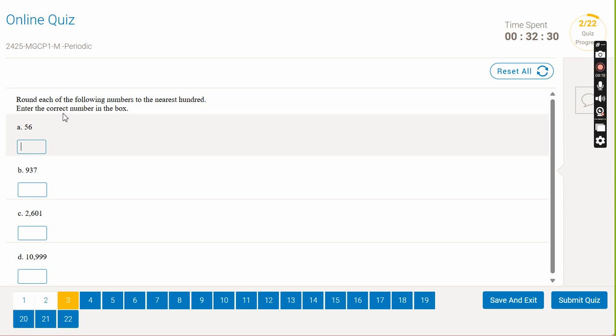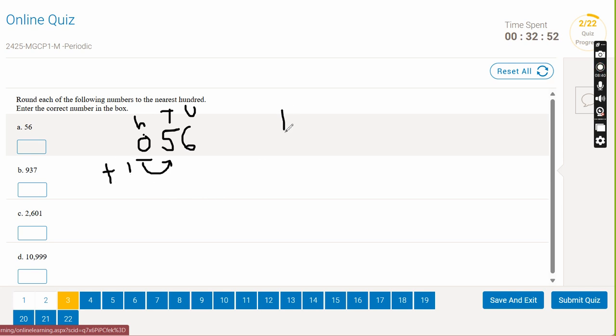Again, what are they asking here? They're asking us to round to the nearest 100. So 5, 6, let's write it again. This is units, this is tens. And again, here, our hundreds is 0. Now look, this is our hundreds, holding the place of 0. Now let's look at the number beside it, it's 5. Remember what I said, when it's 5 or more than 5, we'll plus 1. So we'll plus 1 here, it will become 1. And then the next two numbers will become 0. So 1, 0, 0. 100.